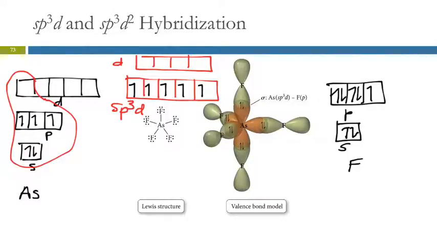Yes? So, sort of, in general, the valence electrons, in essence, create their own shell. Is that what hybridization sort of does? Well, they take the existing subshells and remodel them.